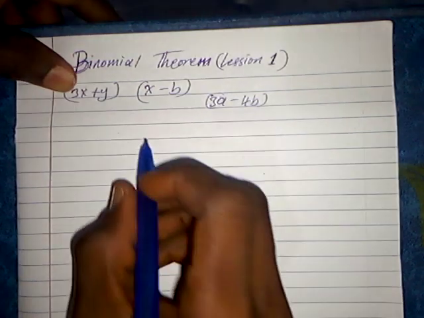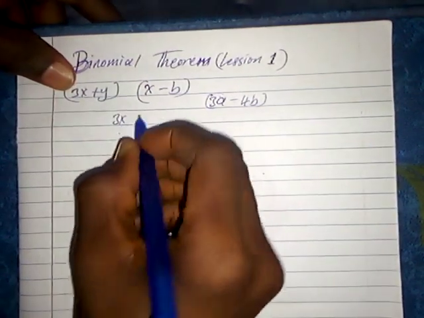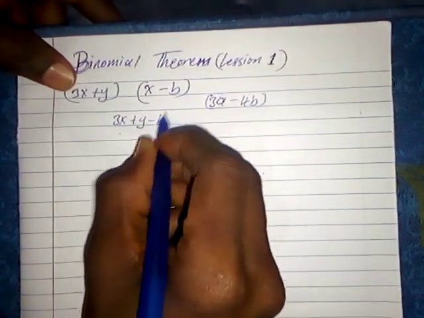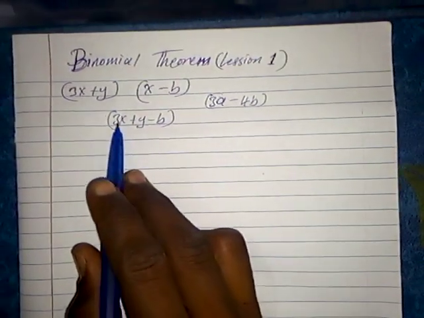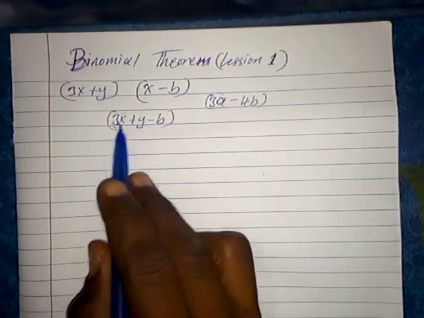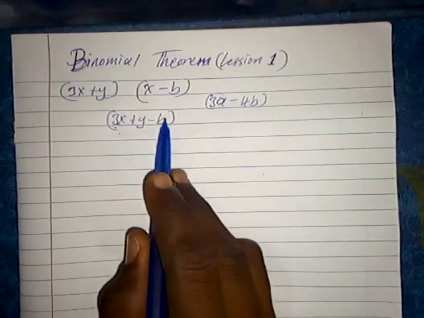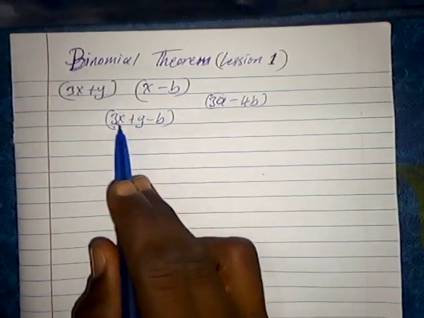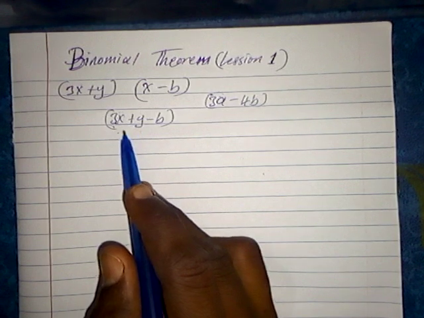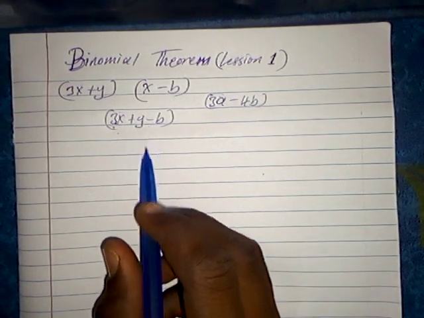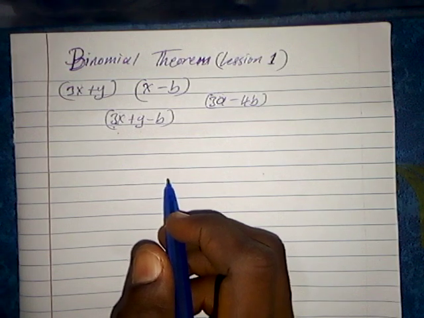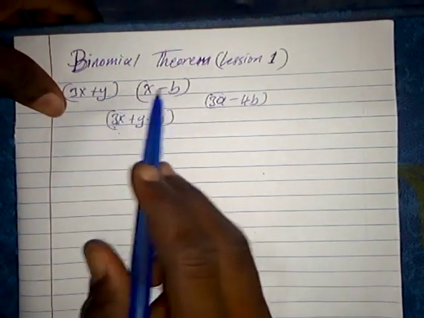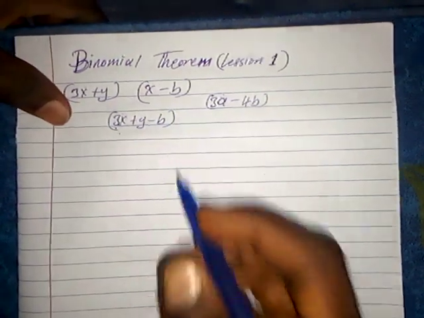Now, let's say another example. 3x plus y minus b. This is not a binomial. Why? Because it contains three terms. We have the first term, the second term, and the third term. So always, if it contains three terms, automatically it's not a binomial. Do you see? So that's the simple way of identifying a binomial, right? Always, a binomial must contain two terms. Good.